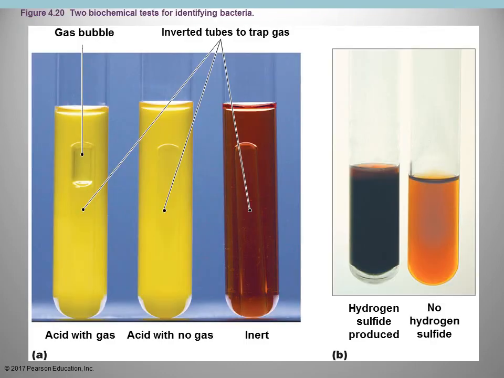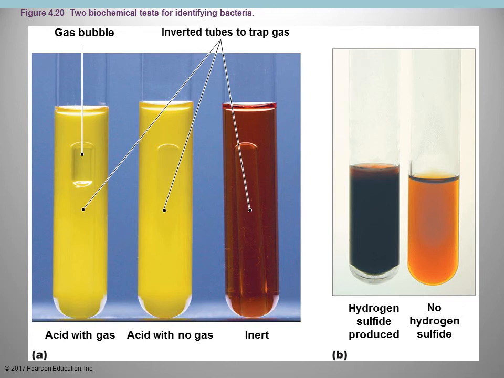A couple of examples of what we're talking about: in sample A, this would be a fermentation where there is a carbohydrate, a sugar, that has been placed in the tube. You add a pH indicator. Typically we use phenol red, which at a neutral pH is red, as seen in photo A, the right-hand tube.